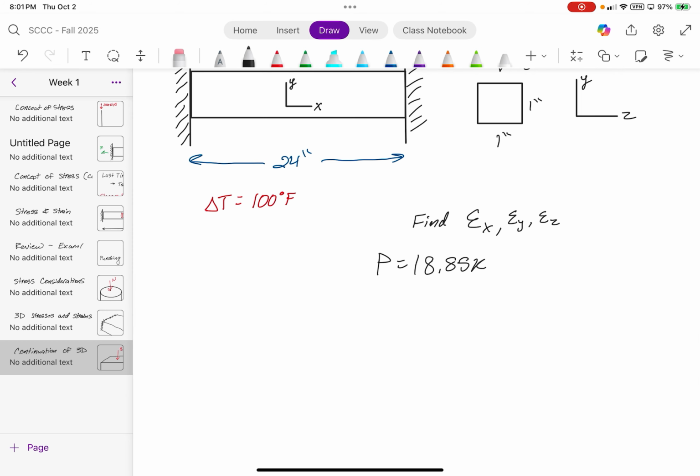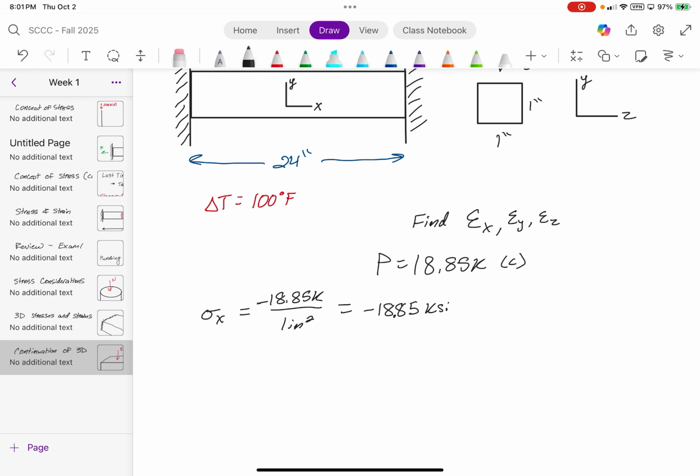What we need to do is calculate the stresses in the x direction. How do we get that? 18.85 kips over 1 square inch. Keep in mind, it's a compression force. The temperature increase is going to cause the bars to compress. So the stress is 18.85 KSI.